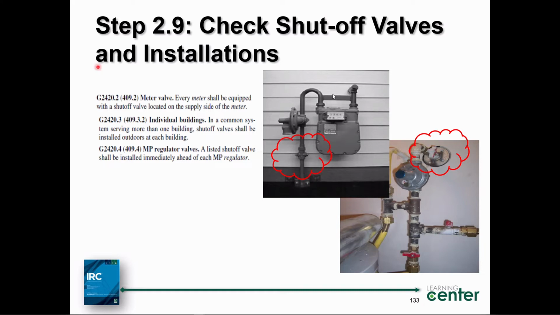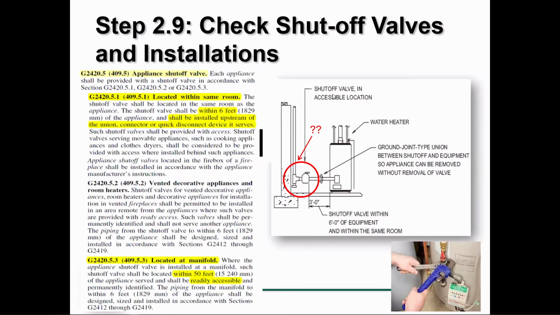Now, we carry this forward to the appliances. You need to understand this section, 2420.5, which is related to appliance shutoff valves. Here's that goofy picture again, right? This valve is in the wrong location with respect to the sediment trap. That valve should be up here somewhere, right? Sediment trap must be downstream of the appliance shutoff valve.